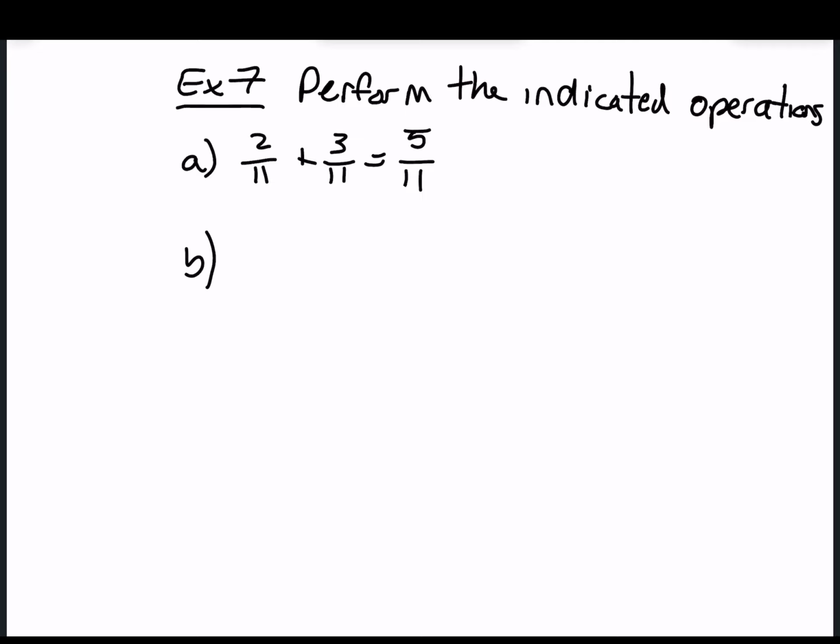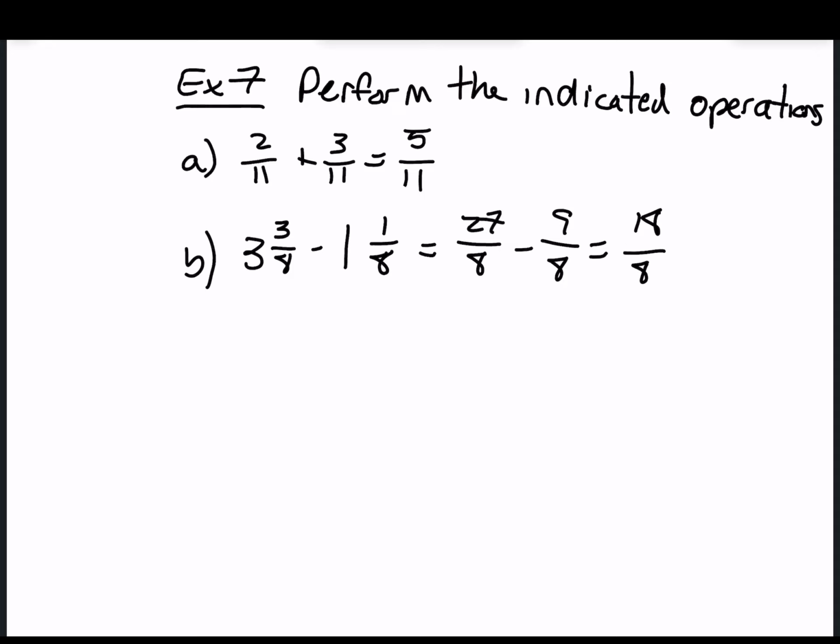Okay, let's try another. 3 and 3/8 minus 1 and 1/8. Now is a good time to remember that it will probably be easier for us to convert these to improper fractions. So 3 times 8 is 24, plus 3 is 27. So 27 over 8 minus, and then 1 times 8 is 8, plus 1 is 9. So we have the same denominator, 27 minus 9 is 18. So we have 18 over 8.